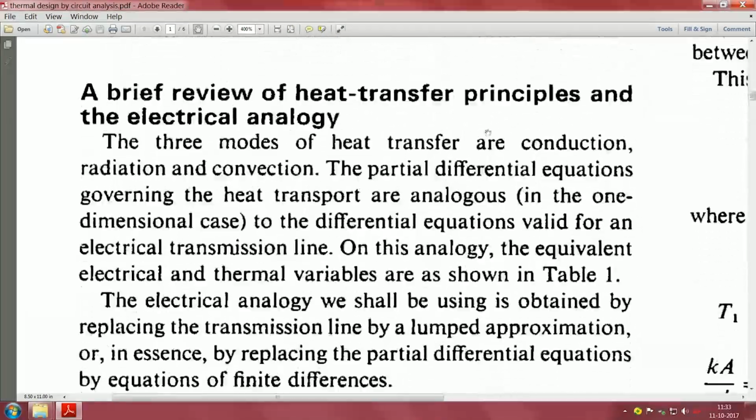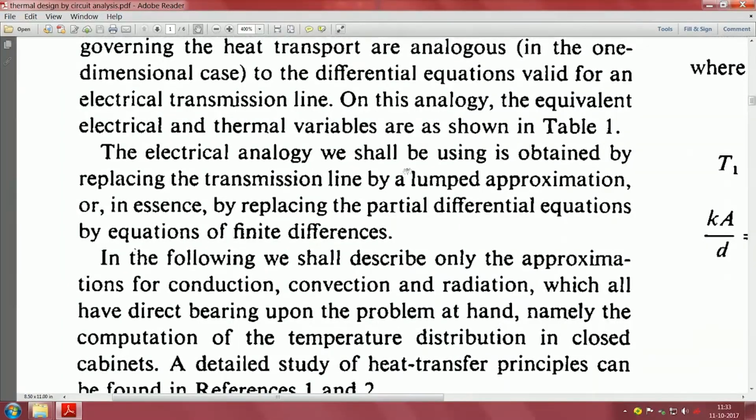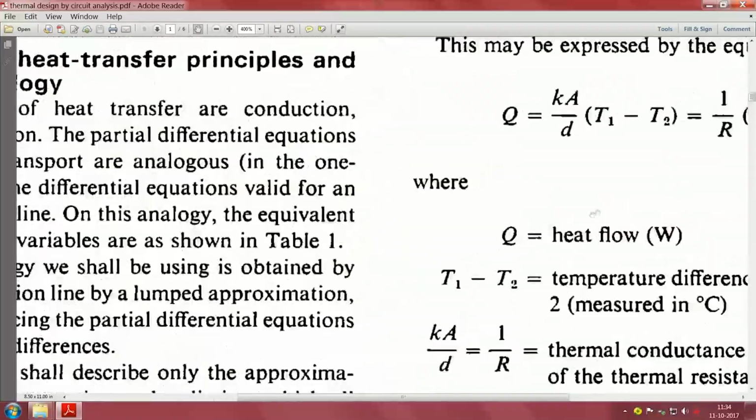Just to make this paper complete, the electric analogy we will be using is obtained by replacing the transmission line by lumped approximation, replacing partial differential equations with finite differences. We describe only the approximations for conduction, convection, radiation, which all have direct bearing upon the problem at hand, namely temperature distribution in closed cabinets. At the end, references are given. I could not exactly get the references.